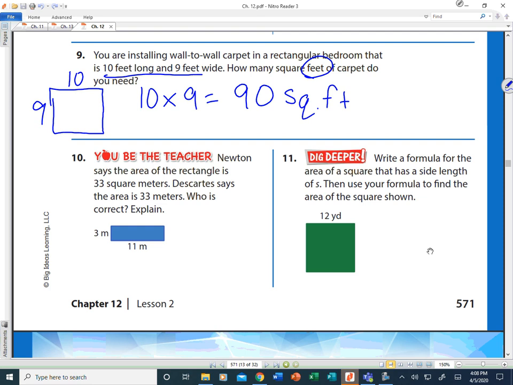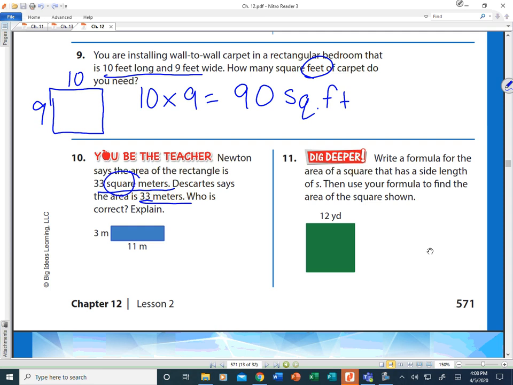Number 10. Newton says the area of the rectangle is 33 square meters. Descartes says the area is 33 meters. Who's correct and explain? Well, really, if we take a look at how they differ, Newton has the word square there.